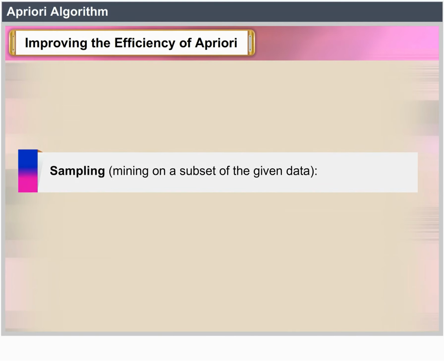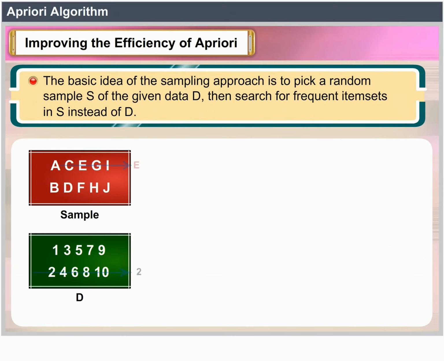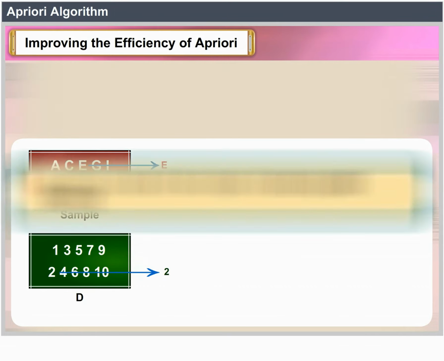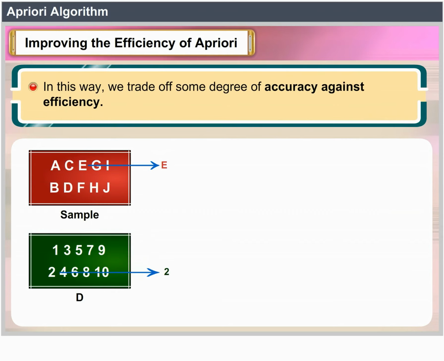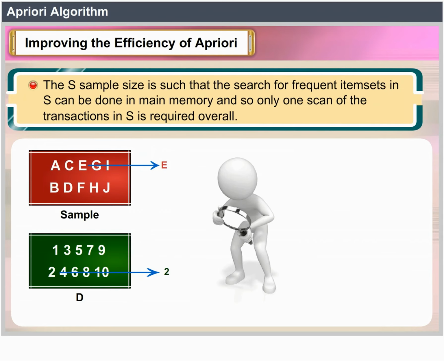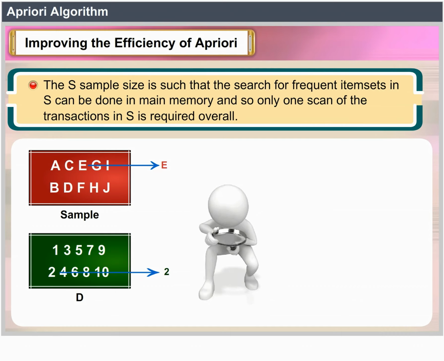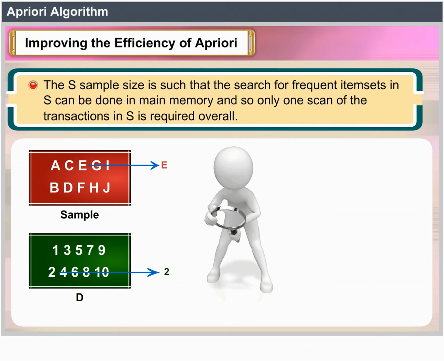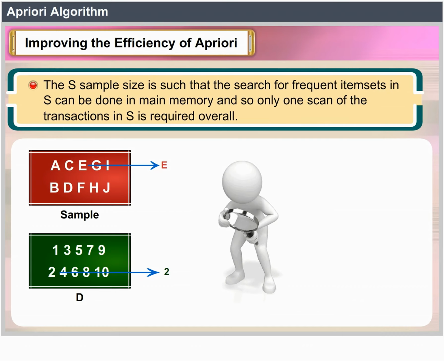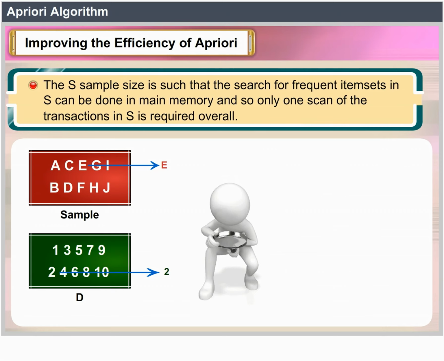Sampling. Mining on a subset of the given data. The basic idea of the sampling approach is to pick a random sample S of the given data D and then search for frequent item sets in S instead of D. In this way, we trade off some degree of accuracy against efficiency. The S sample size is such that the search for frequent item sets in S can be done in main memory, and so only a scan of the transactions in S is required overall.